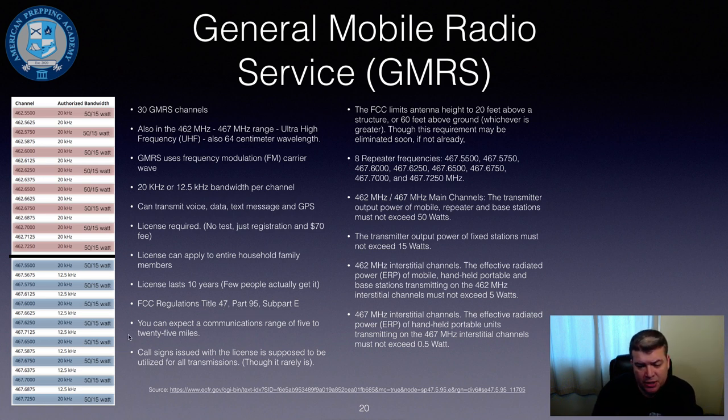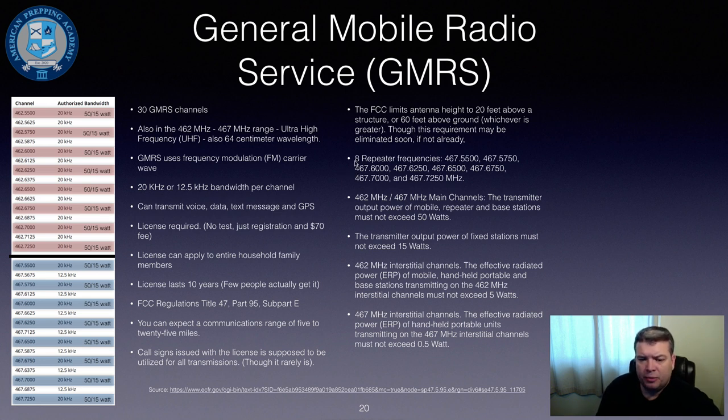You can expect a communication range of anywhere from 5 to 25 miles, depending on the wattage that you're transmitting on. We'll talk more about that in a second. Call signs are issued with a license and are supposed to be utilized for transmissions, though they rarely are. The FCC antenna height is 20 feet above the structure or 60 feet above the ground, whichever is greater, though this requirement may be eliminated soon, if not already. There was a little bit of confusion when I was doing the research on the current antenna height, but that was the previous guidance.